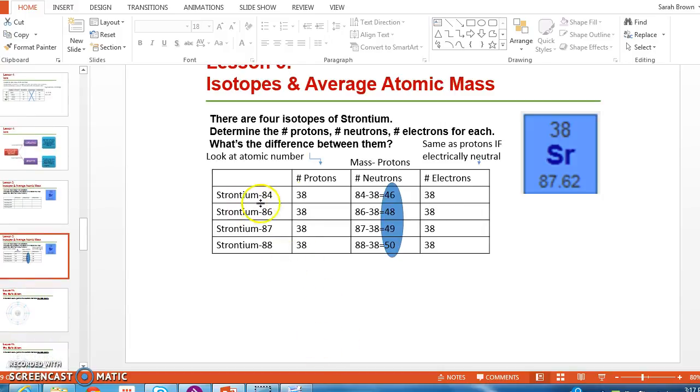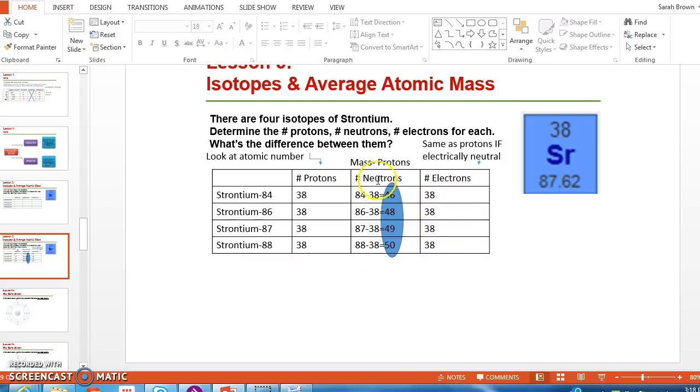Good, so strontium is always going to have the same number of protons no matter what, so that is 38. You can find that number by looking on the periodic table at the number that appears above strontium. It should be a 38. Since these are all electrically neutral, you don't see any pluses or minuses, they're going to have 38 electrons as well.